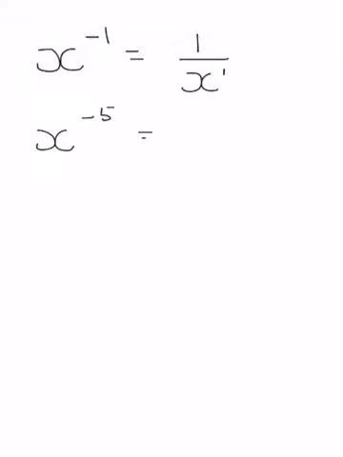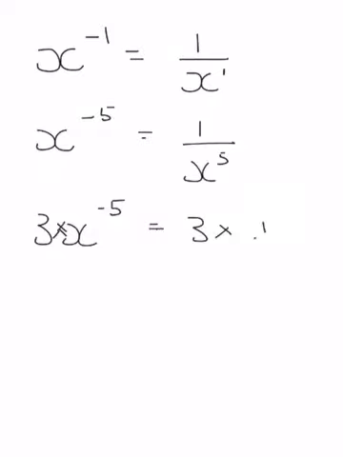Then we move on to negative indices. X to the power of minus 1, the minus means 1 over. So once I've used the minus, that's the 1 over, all I've got left is the x and the 1. So if I have x to the power of minus 5, the minus sign means 1 over, and then what's left over is the x to the 5. That changes if I've got a number in front. This is really 3 times x to the minus 5, so it's 3 times 1 on x to the 5, which is 3 over x to the 5.